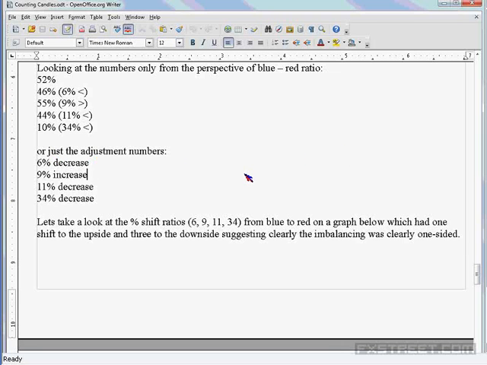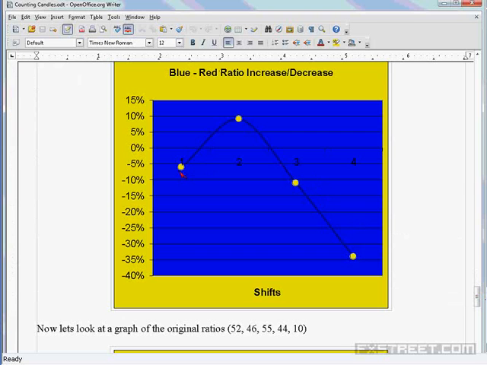So if you were to see this on a back and forward ratio, it would look clearly like, oh wow, the market's becoming imbalanced, I want to trade that. So by having this quantitative perspective, we can now see when a balance or imbalance is coming into the market. Here's the numbers, just an increase and decrease. 6% decrease, 9% increase, 11% decrease, 34% decrease. If you were to see this graphically, this is what it would look like.